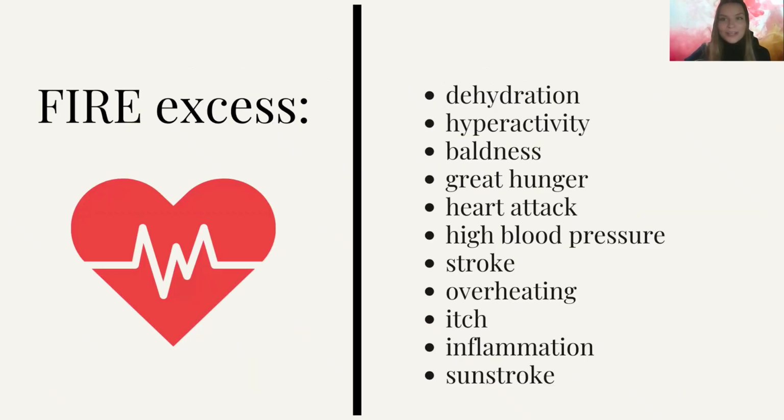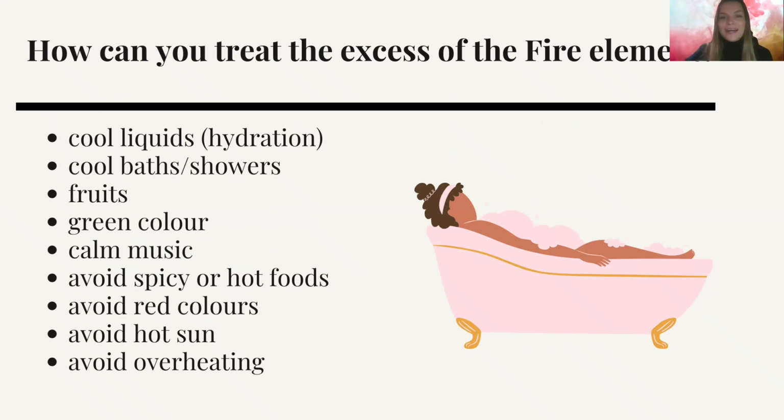If you have excess of fire in your birth chart, then you are likely to experience frequent dehydration of your body, also a greater hunger, and this is as a result of hyperactivity. So a very active life full of movement, action. You must be very action oriented, and fire excess could also lead to heart attacks and strokes in more severe cases. It can also manifest as high blood pressure, overheating, and this is also related to hyperactivity, inflammation, itchiness, or sunstroke.